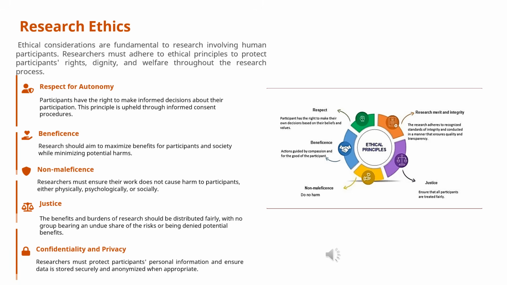So, autonomy has to do with respect for individuals' right to make their own decisions, and often it ensures thorough, informed consent. Then beneficence, which means doing good and maximizing benefit. Then we have non-maleficence, which means doing no harm. Justice, which ensures fair distribution of risks and benefits. And we have confidentiality, which protects the participants' privacy.